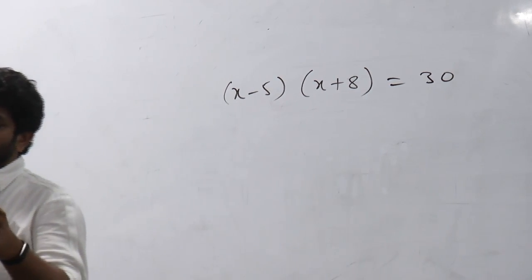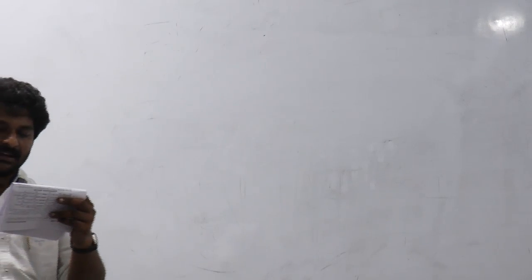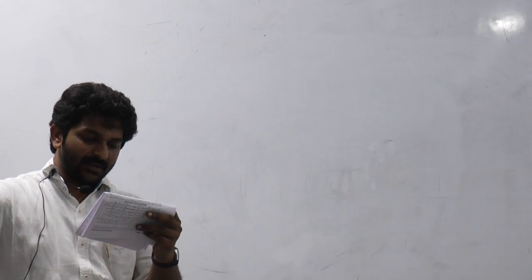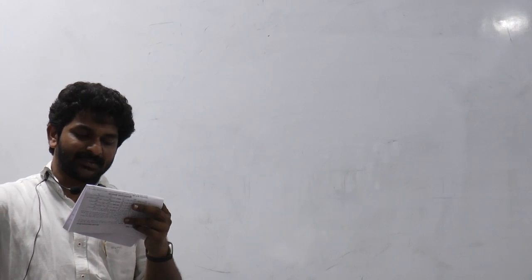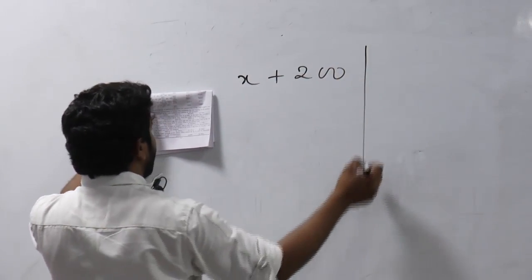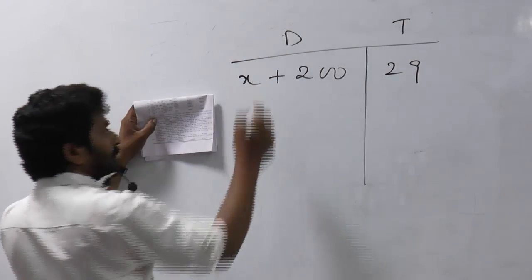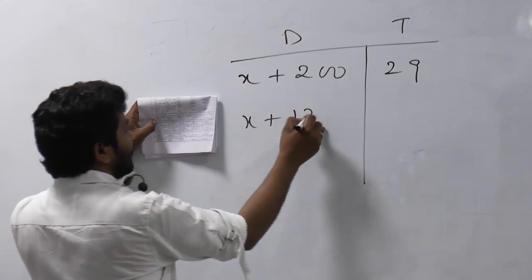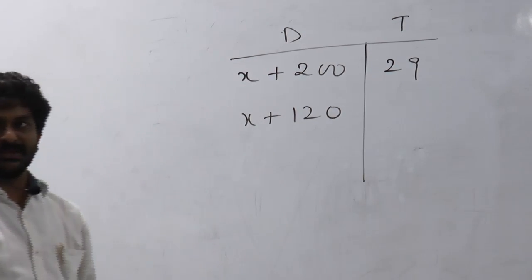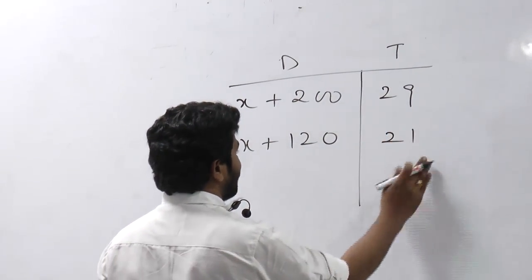A train passes two bridges of length 200 meters and 120 meters in 29 seconds and 21 seconds. What is the length of the train if the train is running at the same speed over the same bridges? In the first case, the train crosses a bridge of length 200 meters and the time taken is 29 seconds. In the second case, it crossed one more bridge whose length is 120 meters, and the time taken is 21 seconds.